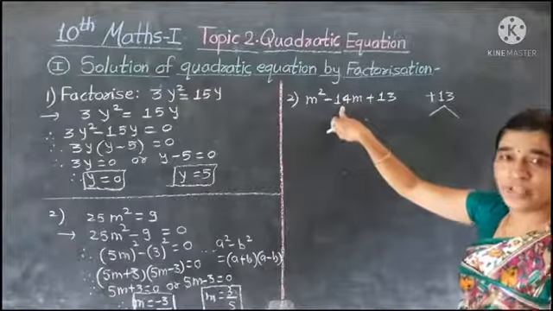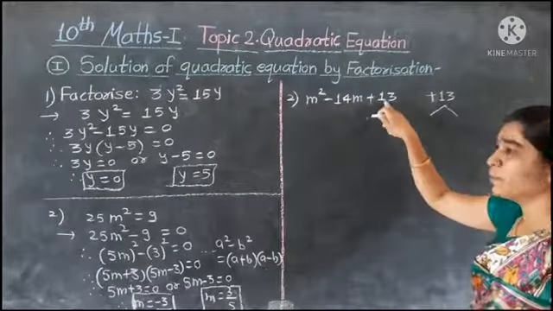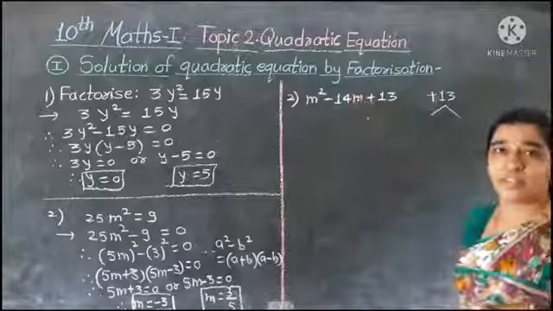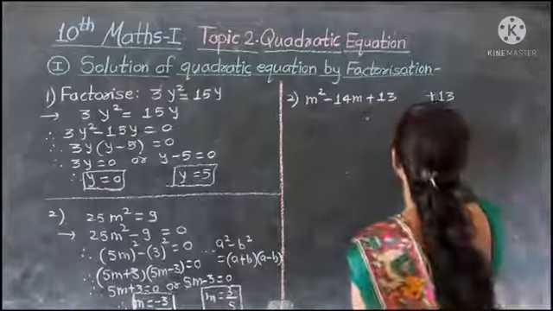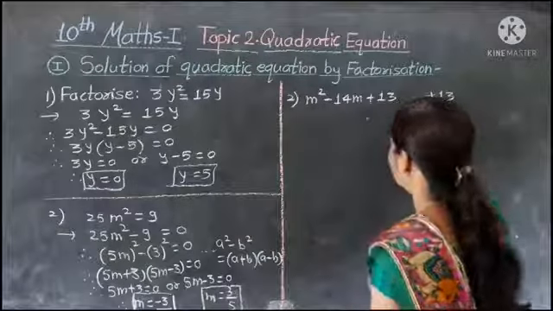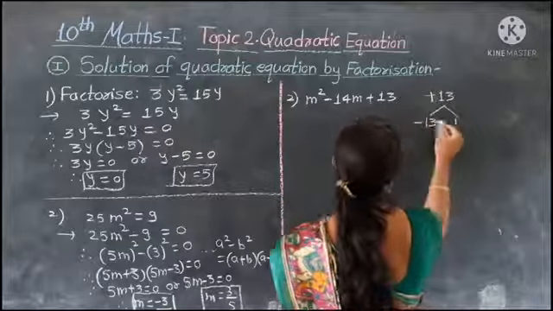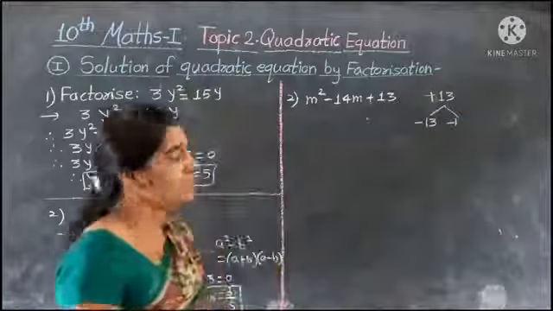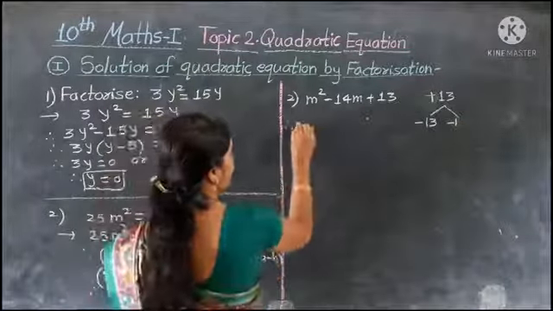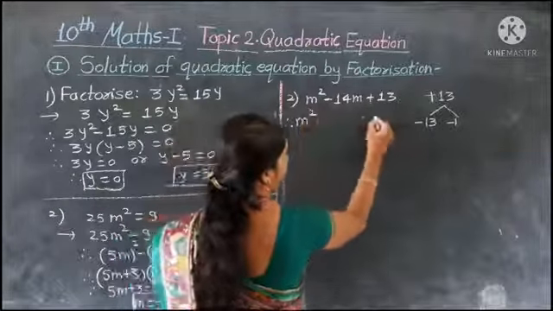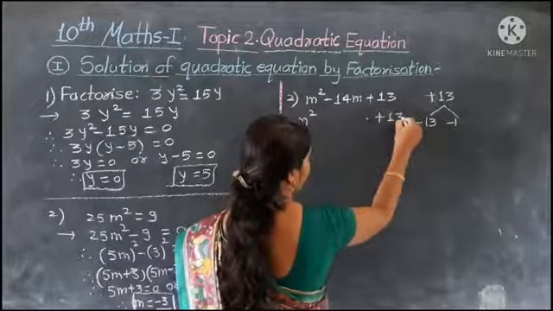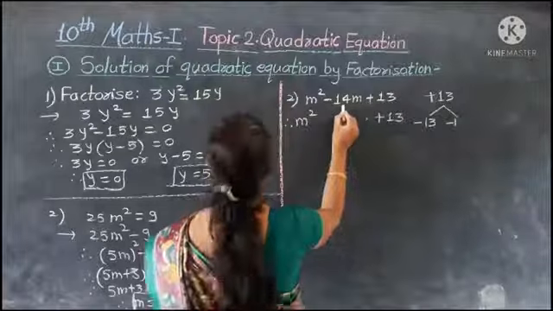The addition should come in the middle term. So which factors of 13 add up to 14? 13 minus 13. If there is a plus sign, then give minus minus to each. So we get m square and plus 13 as it is. Okay, so what is this?